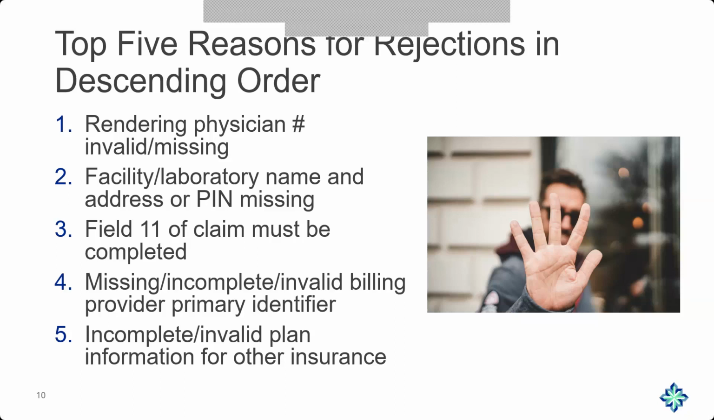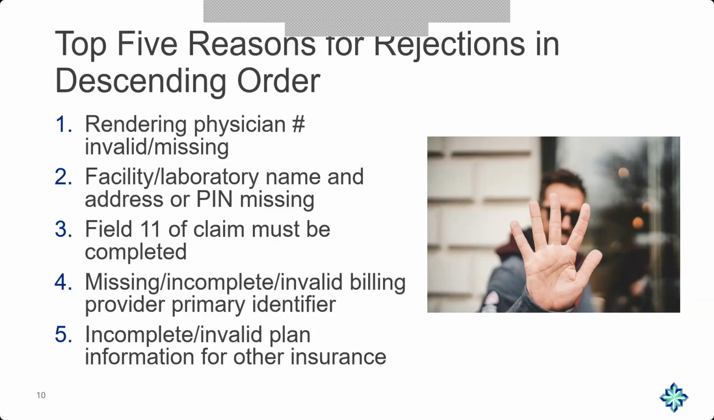Number 3 is field 11 of the claim must be completed, and this is that item on the claim form, on the paper claim form or the electronic equivalent. This is the field that asks you, is there other insurance that is primary to Medicare? And if the answer is no, you still need to fill out the field.